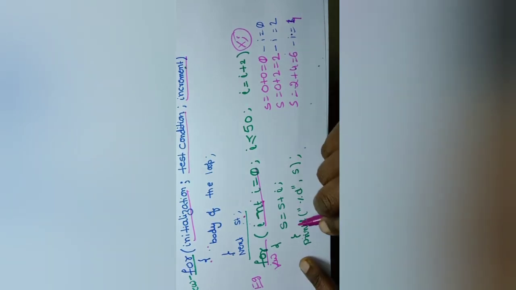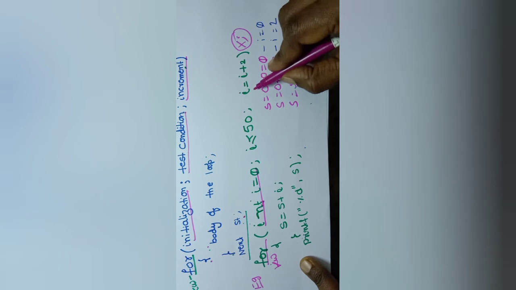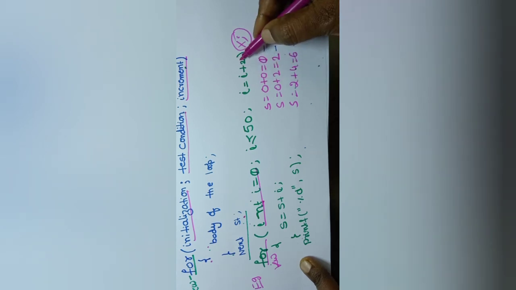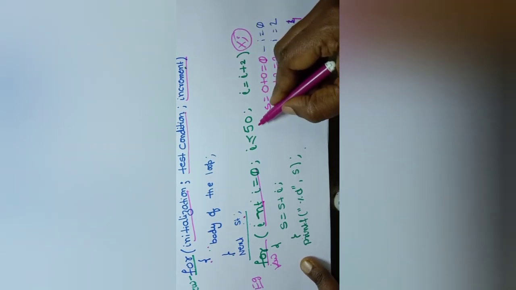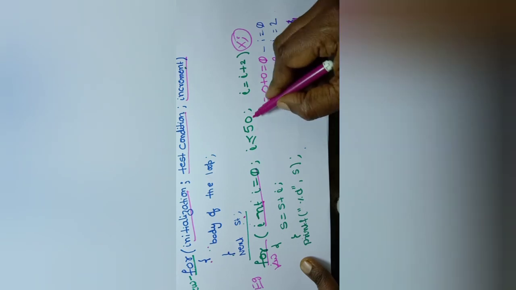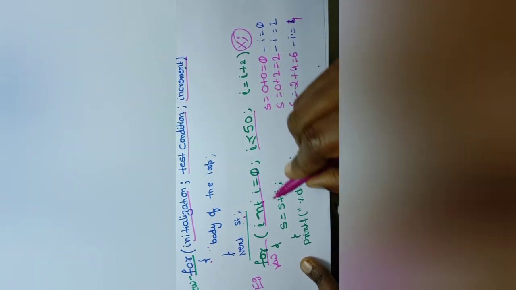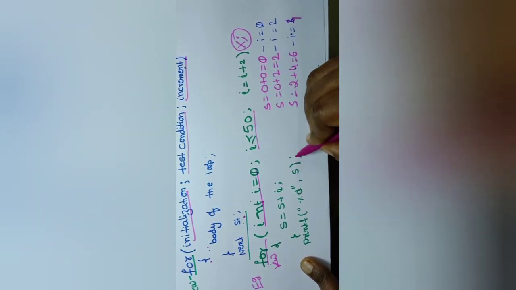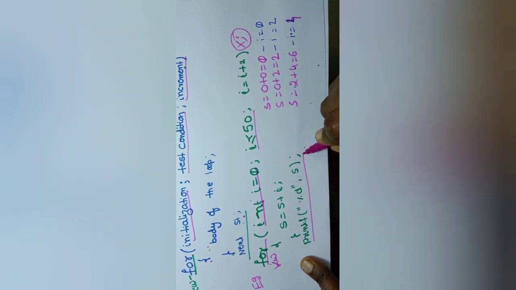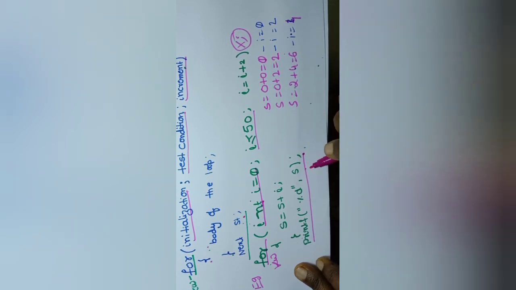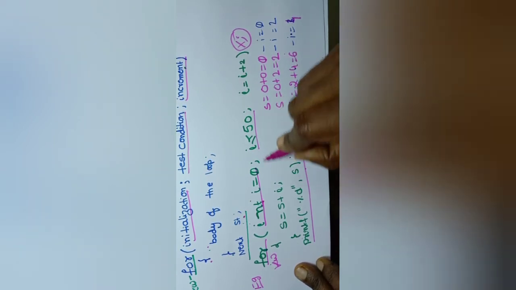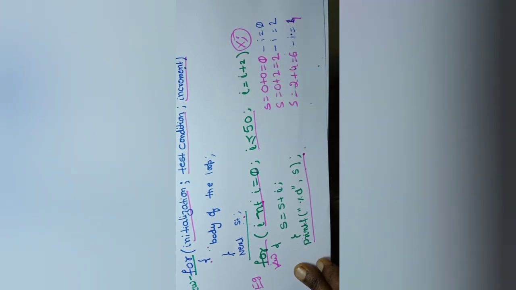Okay, now your sum is equal to 6. Similarly, what happens? I is incremented how many times? Up to 50. When I becomes greater than 50, the condition is false. When the condition is false, your control goes to the next statement which is available in the program. Now what is our interest? I want to print the sum, so it is going to print the sum of the even numbers between 1 to 50.